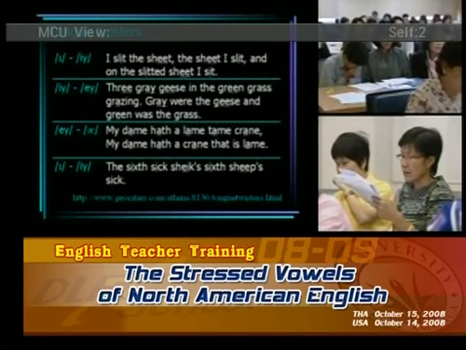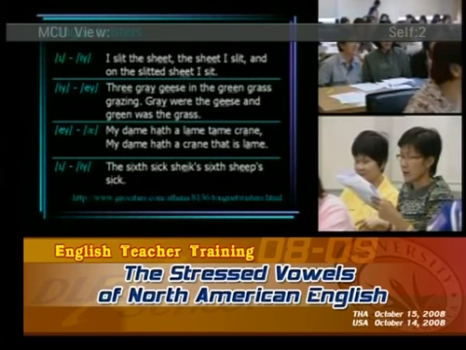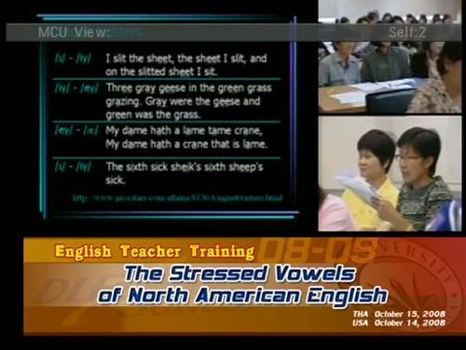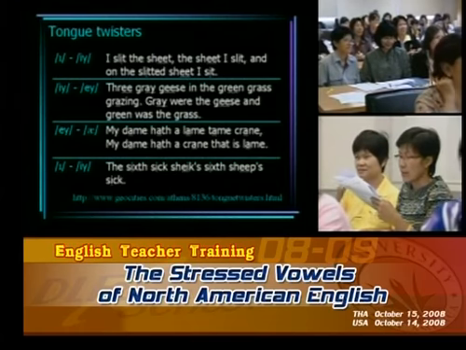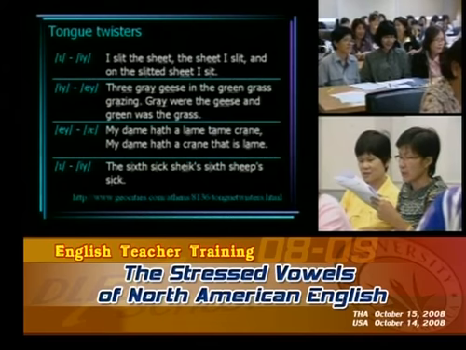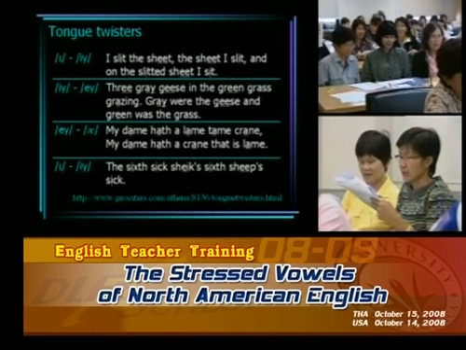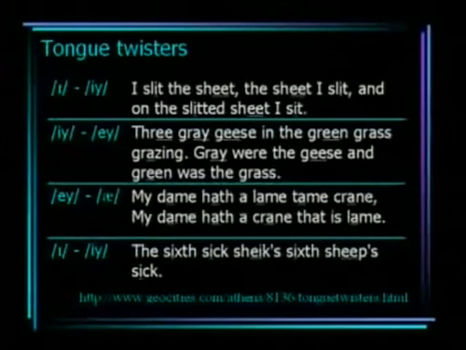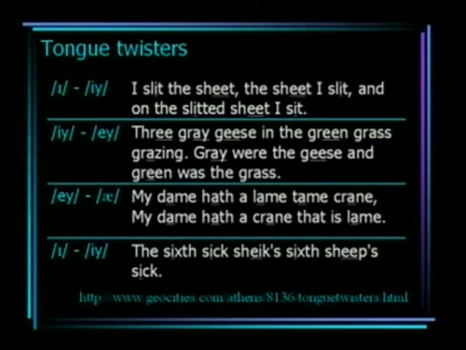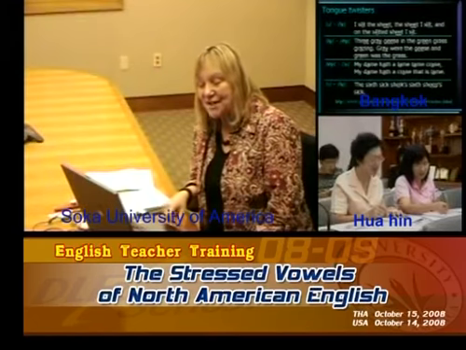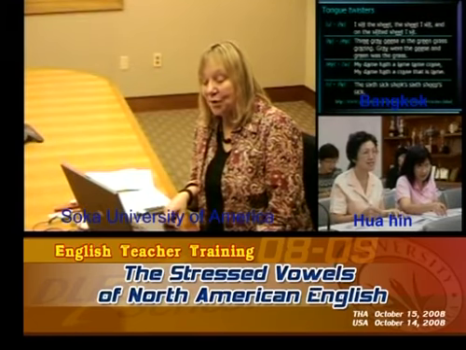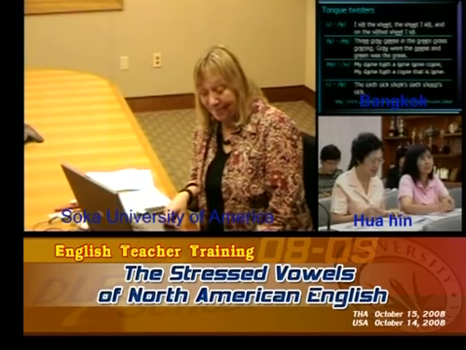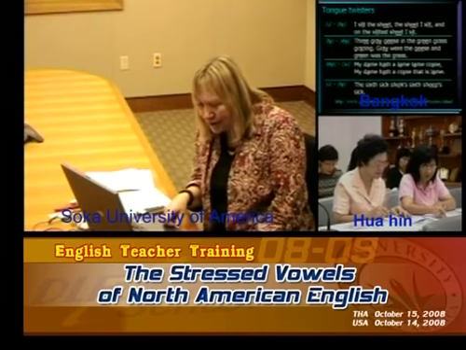Okay. Tongue twisters are even more difficult than the sentences that we just did. Let's see if I can do these. These are even difficult for me. So let's try our first one, which is I versus E. I slit the sheet I slit, and on the slitted sheet I sit. Or the next one, E versus A. Three gray geese in the green grass grazing. Gray were the geese and green was the grass. A versus A. My dame hath a lame tame crane. My dame hath a crane that is lame. And the final one, which I think is the most difficult.